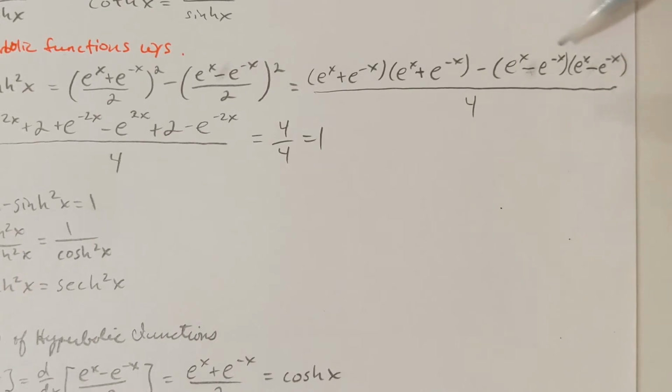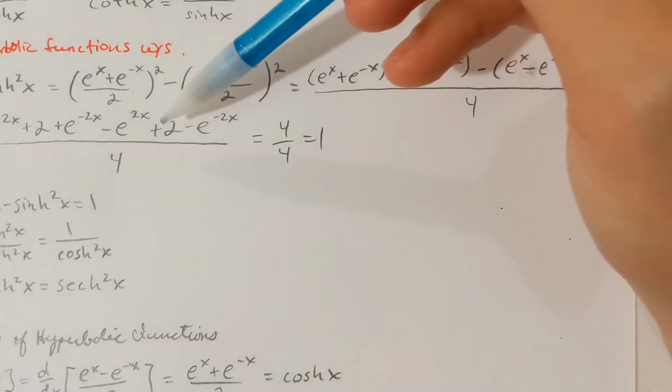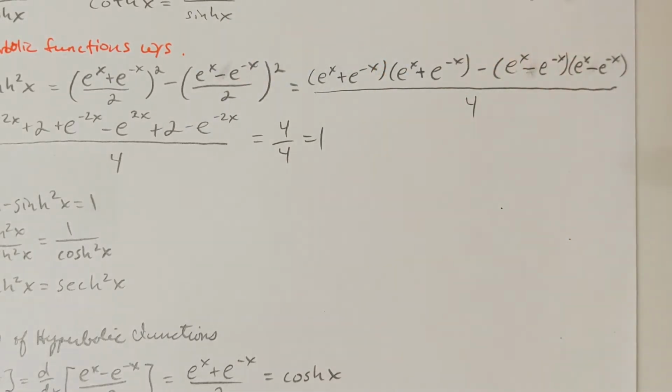Minus, then you'd FOIL this part out. Okay, e^x times e^x is e^(2x). The outer and inner terms, so we're looking at negative e^(-x) times e^x, that'd be negative e^0. Anything to the 0 power is 1, right? So negative 1 minus 1 is negative 2. But then you're going to bring in this negative, so we get a plus 2 there.